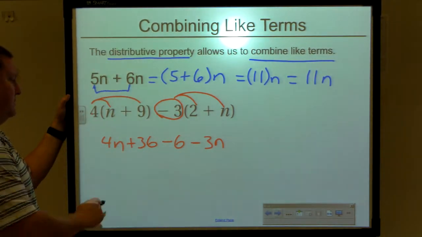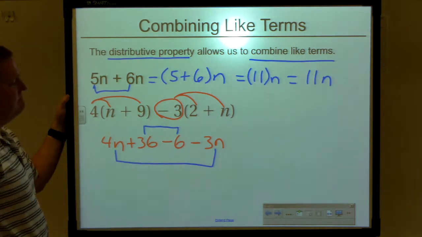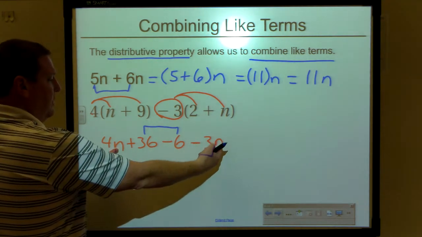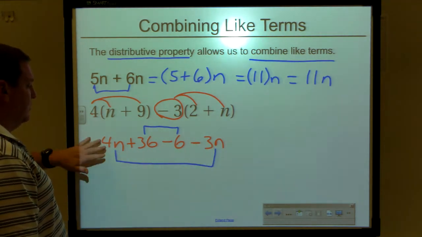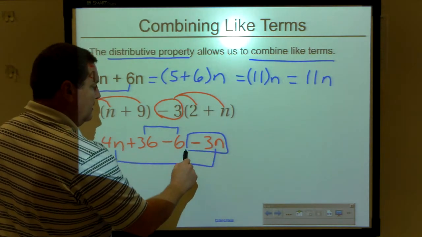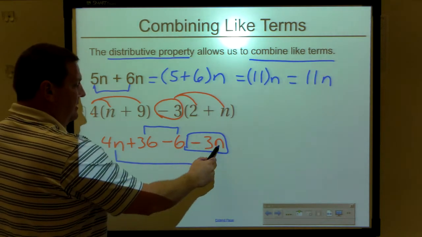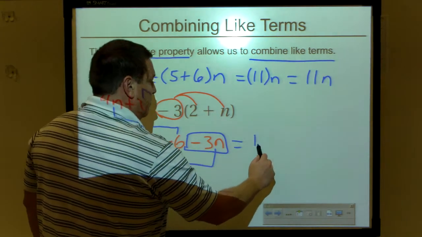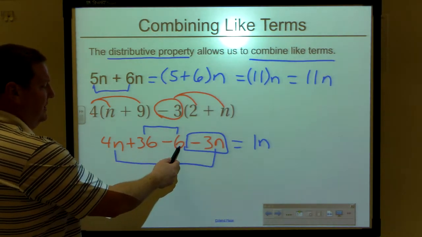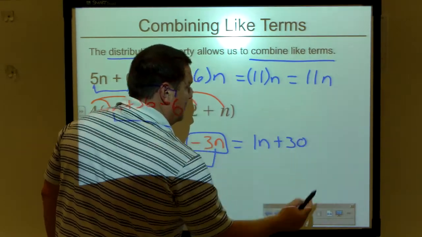Okay, the like terms will be here and here. These are constant values, and they are like terms. These are like terms because they both have n to the first power. So I'm going to start with my n's. So 4n minus, you see a negative out in front of it, or a minus sign, it means minus. 4n minus 3n gives you 1n. And positive 36 minus 6 leaves you with positive 30, so we put plus 30.